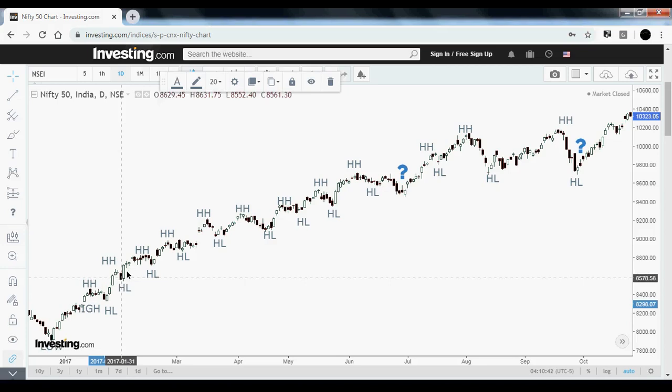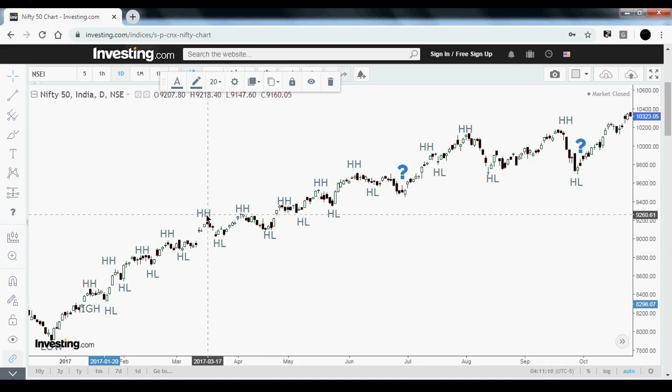Similarly, again when the price moved up, it went above the previous high, and when it came down, it stopped well above this previous low. Similarly here, again the market went above the previous high, and when it came down, it stopped well above the previous low. So higher highs, higher lows, higher highs, higher lows. Whenever this pattern occurs in any particular stock, that stock is said to be in uptrend.